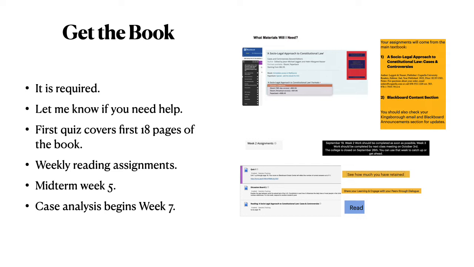The first quiz is actually in week 2, and that's going to cover the first 18 pages of the book. So that's why you need to get it as soon as possible. You can get the e-version of the book and you'll have immediate access to it. If you're having any trouble getting the book, first contact the publisher if it's a technical issue, or if it's about something else and you need to talk to me more specifically, then you can email me and we'll either talk over email or over Zoom.